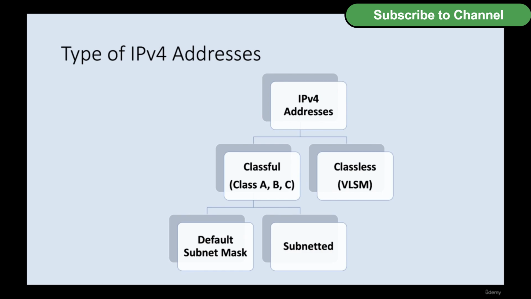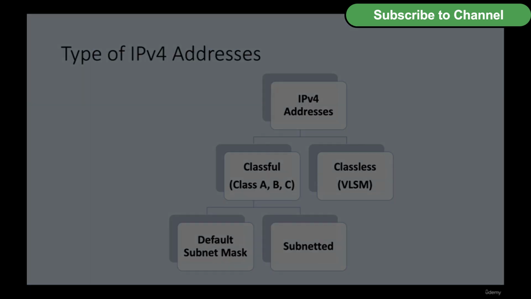Types of IP version 4 addresses. This slide shows types of IP version 4 addresses. Mainly there are two types, classful and classless IP addresses. Classful IP addresses are further classified based on their subnet mask, whether they use the default subnet mask or a non-default one, which is called a subnetted mask.